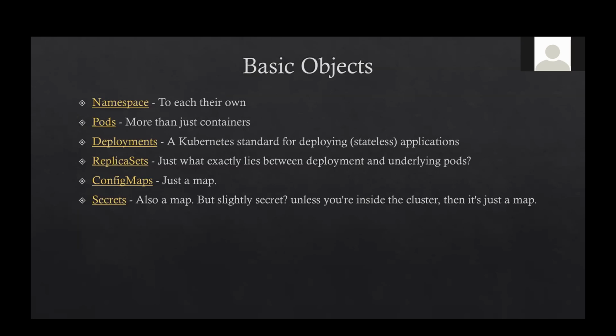A Kubernetes config map is just a config map. It is just a map, a dictionary that stores key value pairs. There is some metadata in it, but it is basically just a map, right? Secret is also a map, but it is, well, slightly more secret. It's only secret as long as you're not in the cluster. If you have access to the cluster, then it's basically just a map. There's nothing secret to it.